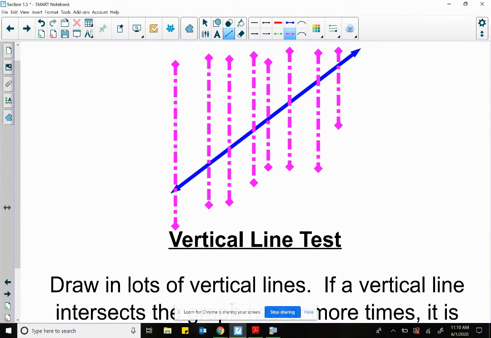So, if I look at all these vertical lines, how many times did each one of them hit my graph? Only once. One time, one time, one time, one time, one time. So all these vertical lines hit my graph only once. Is there anywhere where I can hit it more than once? No. So is this guy a function? Yes. This is a function. Okay? So we use vertical line tests for graphs. As long as my vertical lines only hit the graph once, we're good to go.